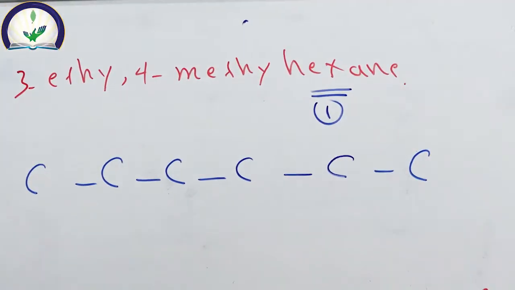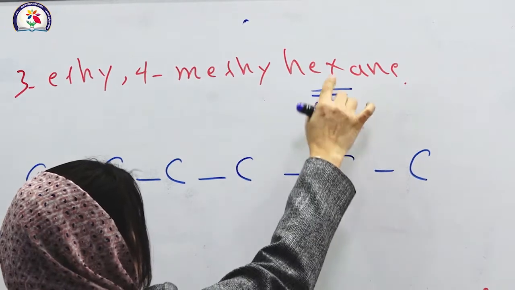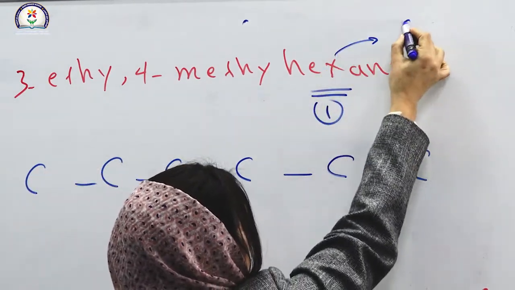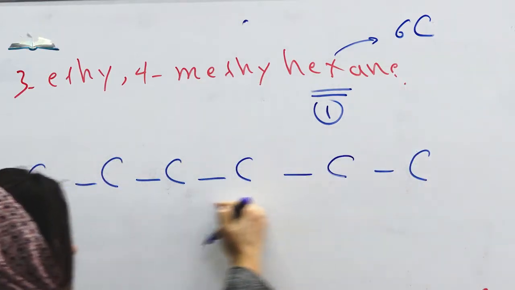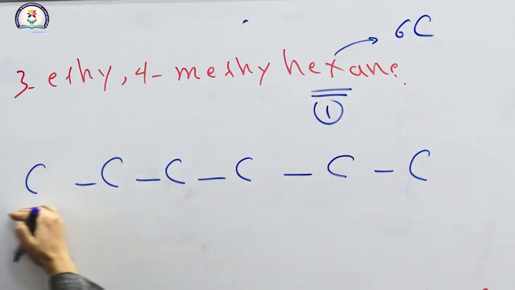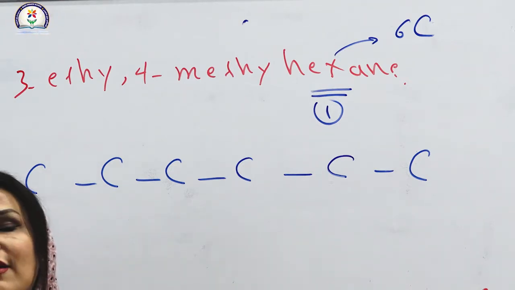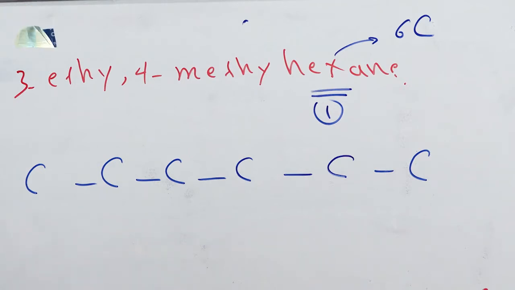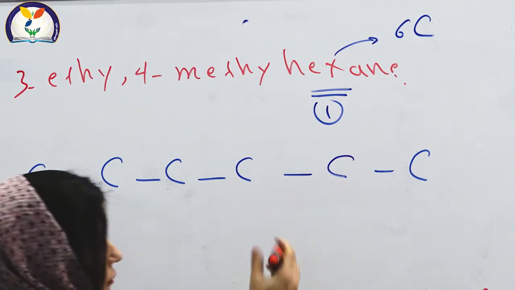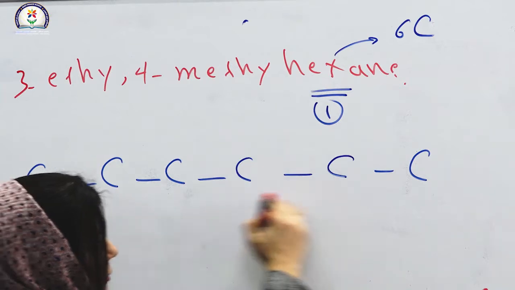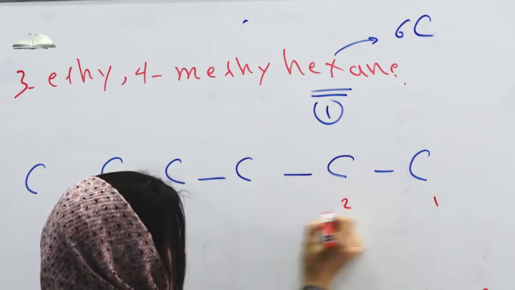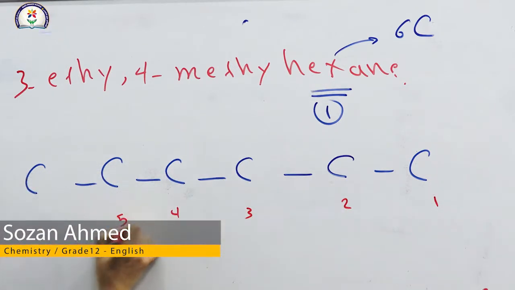The first step, you have to write the chain. The chain has how many? Hexane has 6 carbon atoms. Numbering is up to you in this case. From any side you can number. For example, I am going to number from this side. 1, 2, 3, 4, 5, 6.